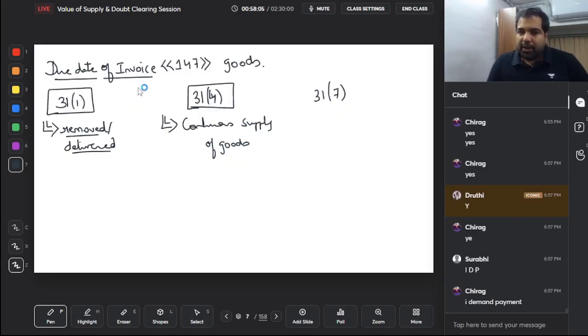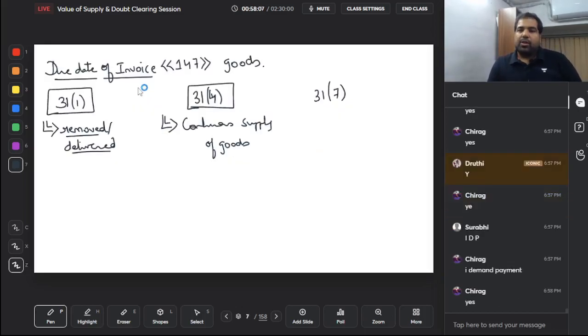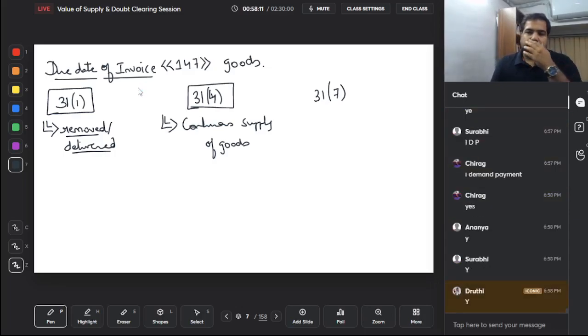Guys, for goods, is there a due date? Yes, 31(1), 4 and 7. Whenever the goods are removed or whenever the goods are delivered. But what if it's continuous supply of goods? That means when you open your gas, guys, does gas come directly in your stove? Yes. So that is continuous supply of goods.